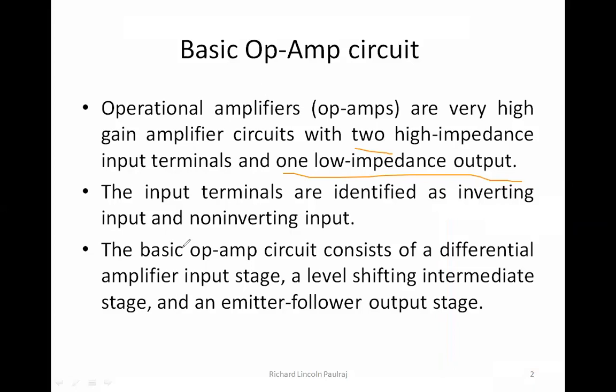The basic op-amp circuit consists of a differential amplifier input stage. Now, this is important. It has a differential amplifier input stage, then in between a level shifting stage, and then an emitter follower at the output stage. So totally it is made up of three structures. Number one, a differential amplifier. It has a level shifter. And then number three, an emitter follower. So these are some of the basic things that you should know.